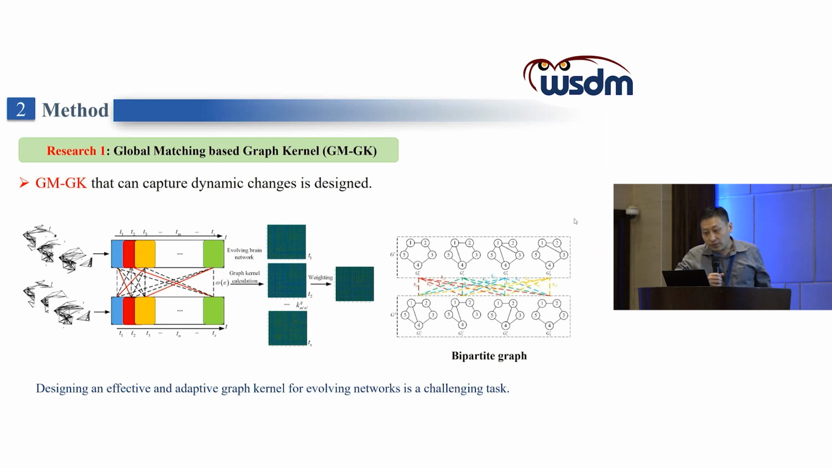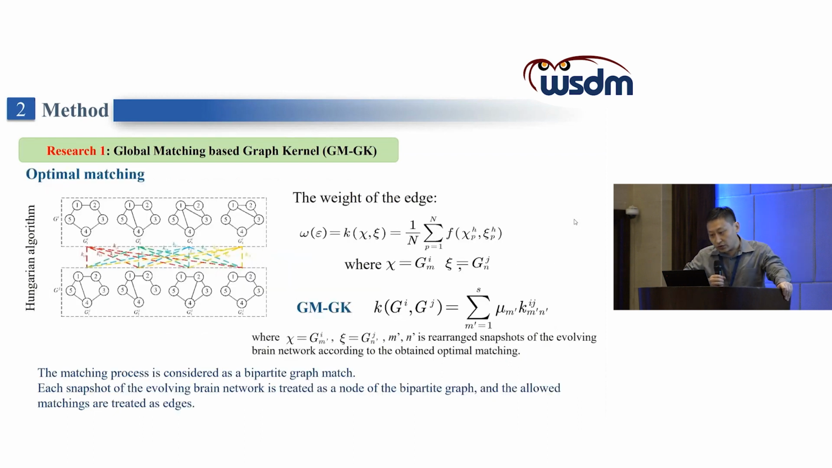All right. So for bipartite matching, we have the standard Hungarian algorithm to compute what is the best matching under this setting. So that is the first method, GMGK. Similarly, we compute the weight of each edge as the kernel between xi and chi. So GMGK will compute the optimal matching for this bipartite graph.